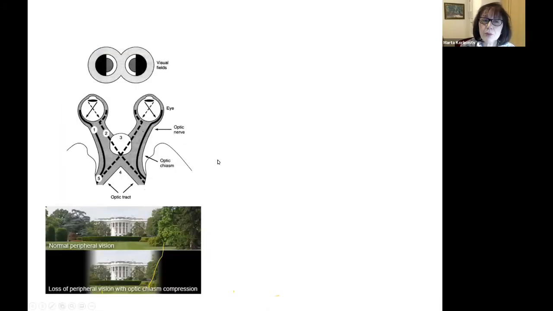So the vision is important because if the tumor is growing right underneath this optic crossing, then it will damage the nerve fibers, which allow you to see the side of your vision. So this part here and this part of your visual field. So instead of seeing this picture like this, you will see that you see the middle, but you don't see what's on the side.